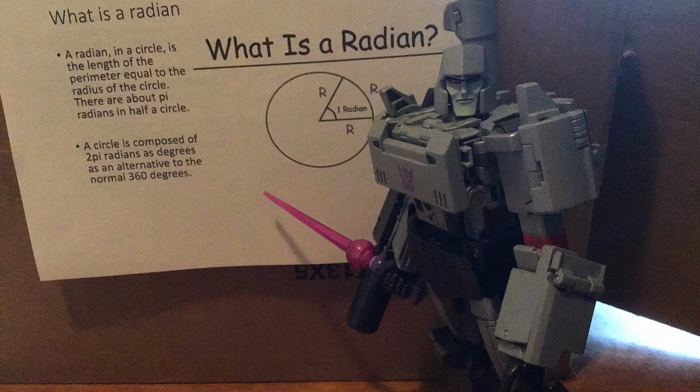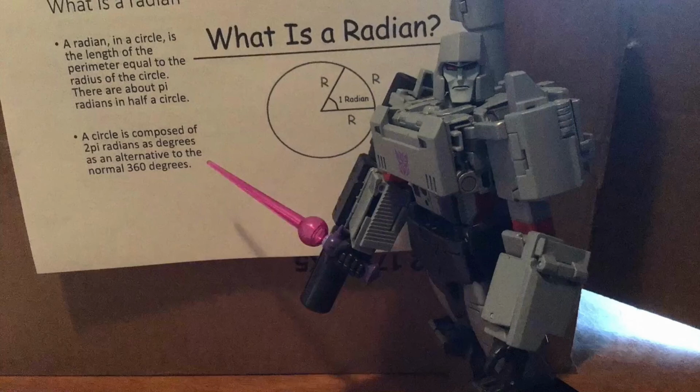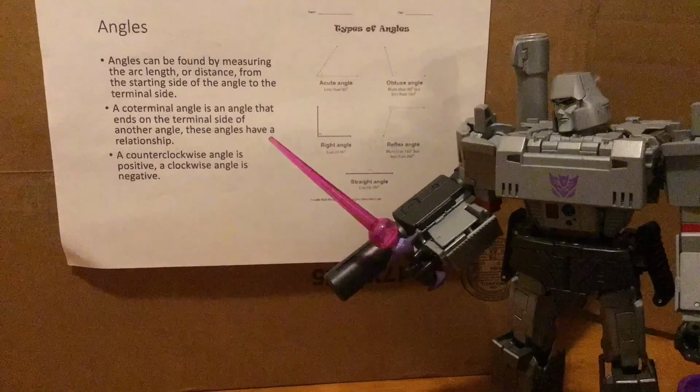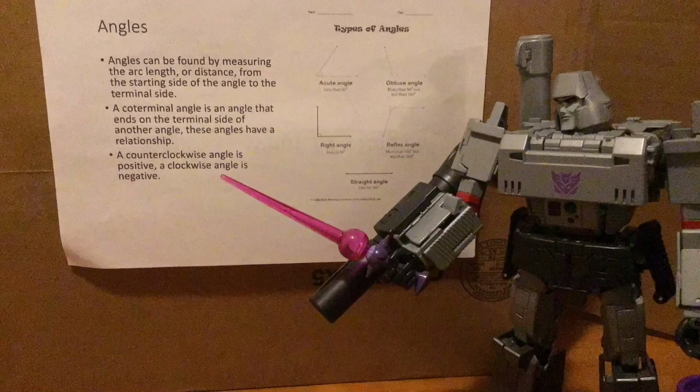A radian in a circle is the length of the perimeter equal to the radius of the circle. There are about pi radians in half a circle and 6.28 radians in an entire circle. While 360 degrees does equal pi radians, degrees and radians are not interchangeable even though they serve a very similar purpose. Angles can be found by measuring the arc length, or distance on the circle, from the starting side of an angle to the terminal side, the ending side.